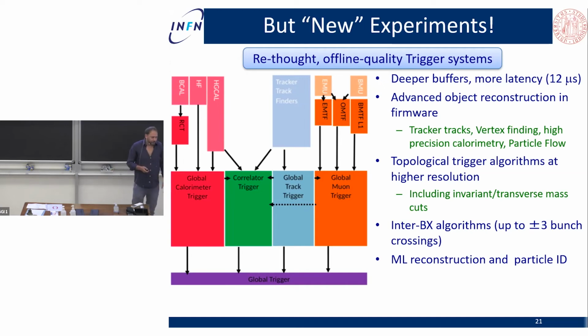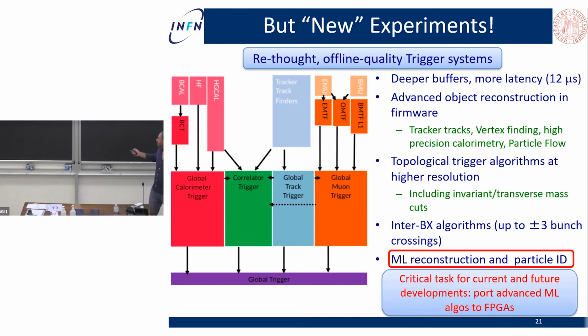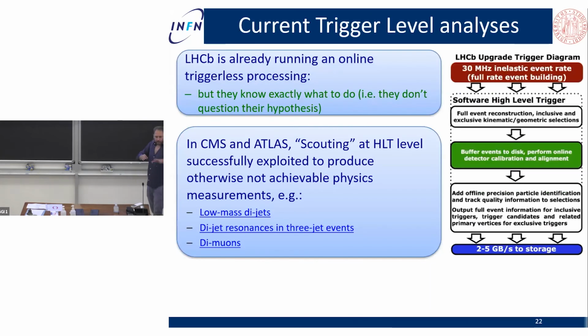In order to do that, we're going to deploy machine learning algorithms on those kind of electronic boards, on FPGAs, which is, I think, probably the most important task that we experimentalists have in the next years. So this is answering the question about what about LHCb.